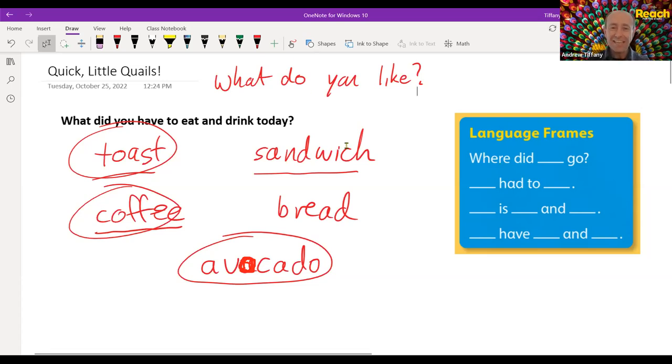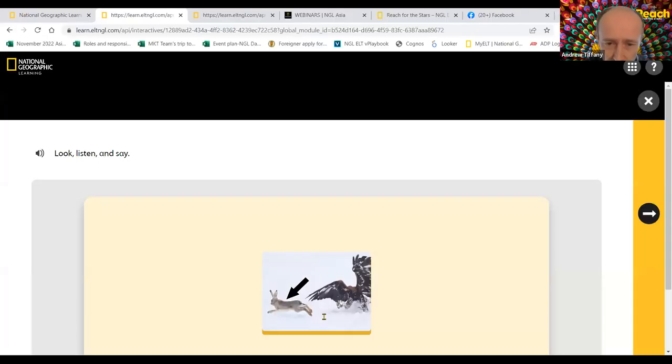Very good. Okay, so now that we've seen what we've eaten and drunk today, let's go back and take a look at that picture I showed before. We have some new words to learn. We saw this picture. What do you see here? We can see some animals. What animals are those? Yep, a hare, very good. Or most kids would say a rabbit and a bird, probably, right? Yeah, very good.